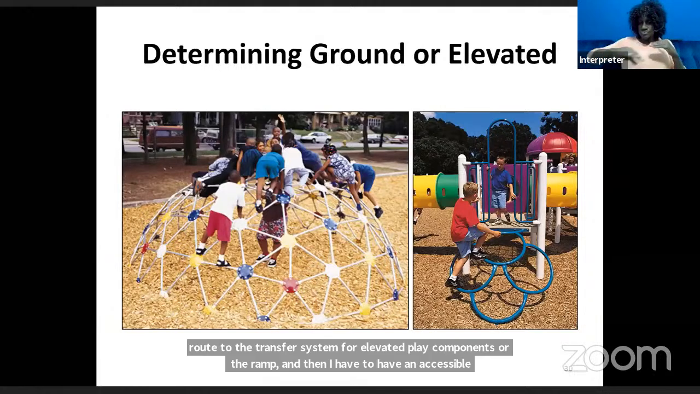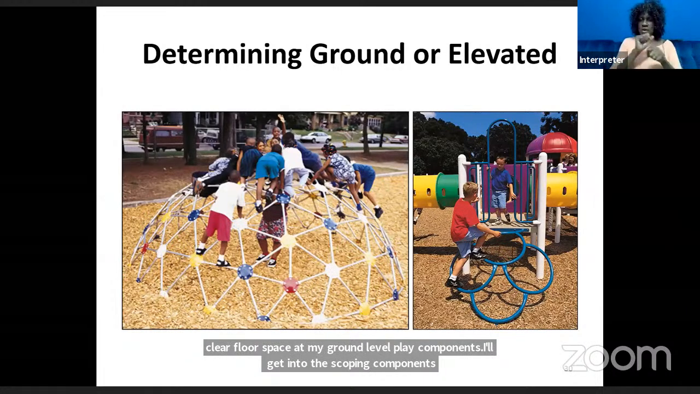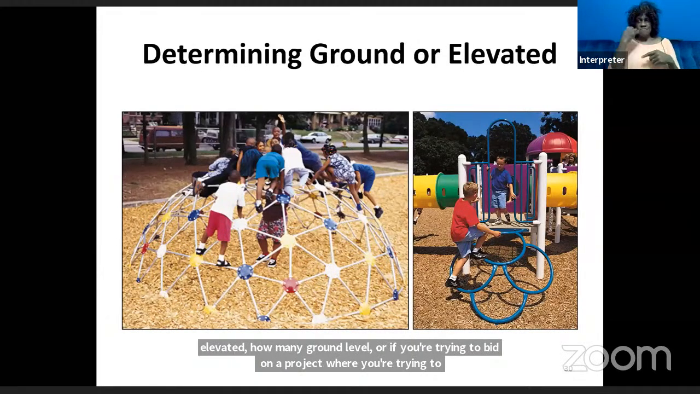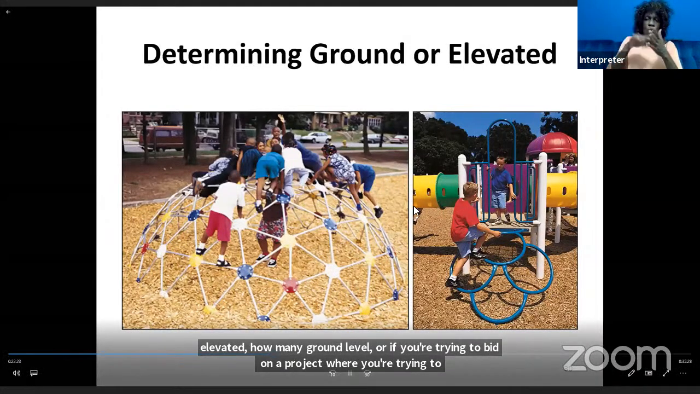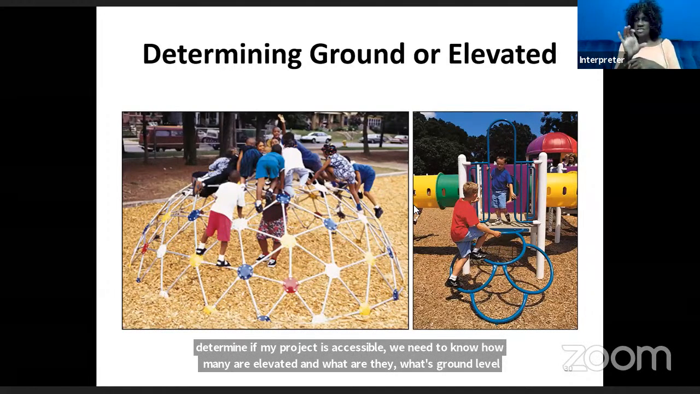I'll get into the scoping requirements coming up, but I need to understand the differences so that I can start my worksheet and understand how many elevated, how many ground level. Or if you're trying to bid on a project where you're trying to determine if my project's accessible, we need to know how many they're considering elevated and what are they. We need to know what's ground level and what are they, and how they're going to be placed and how that impacts the surface material or my accessible routes throughout the play area.